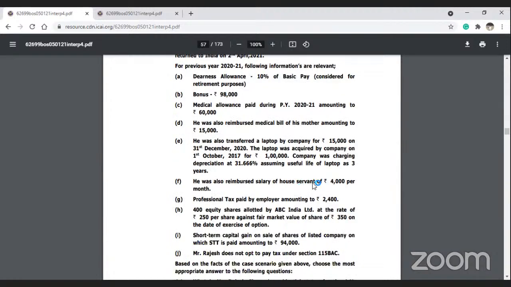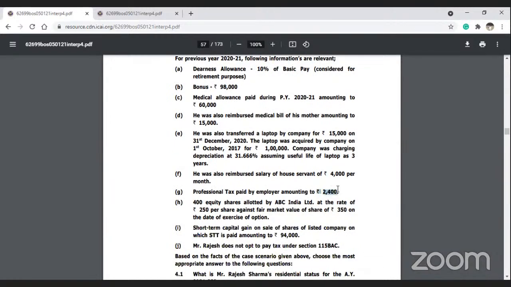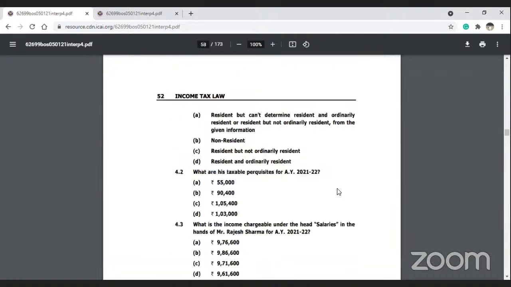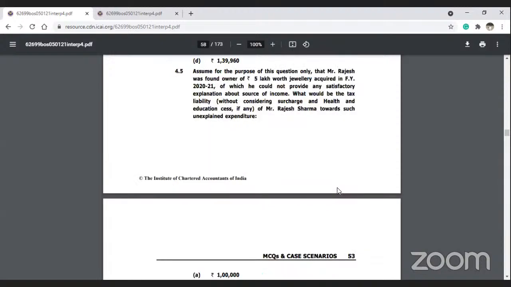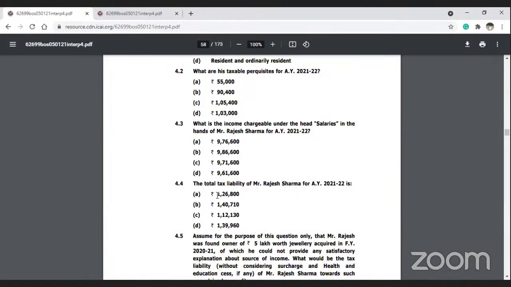100 rupees rate is too high. 100 rupees is of... Okay yes, sorry, yes, correct. 50,400 came. Option number A. Yes, correct. Okay, should we move on to the next question? Yes. The total tax liability. Everyone got this question number 4.3? Yes. Okay. Yeah, we can go ahead.